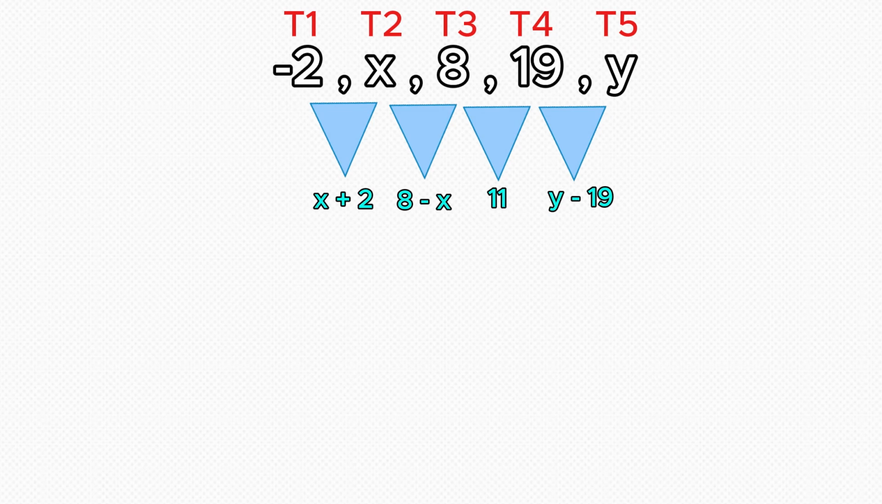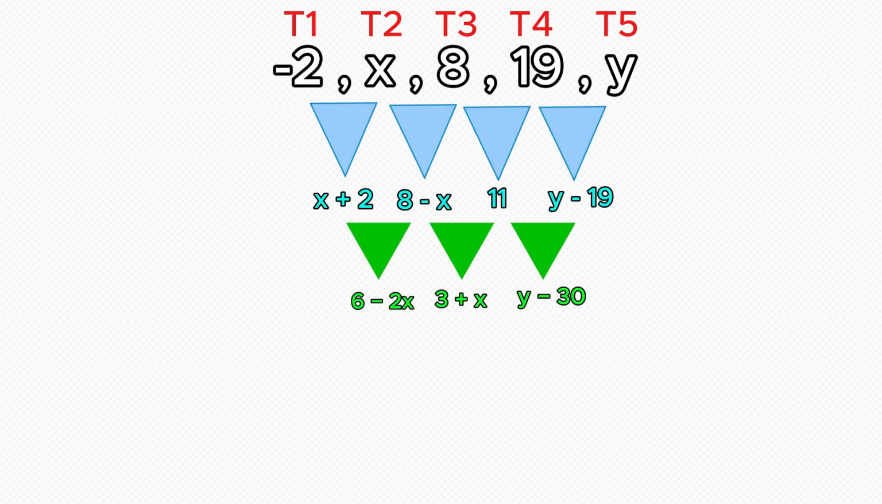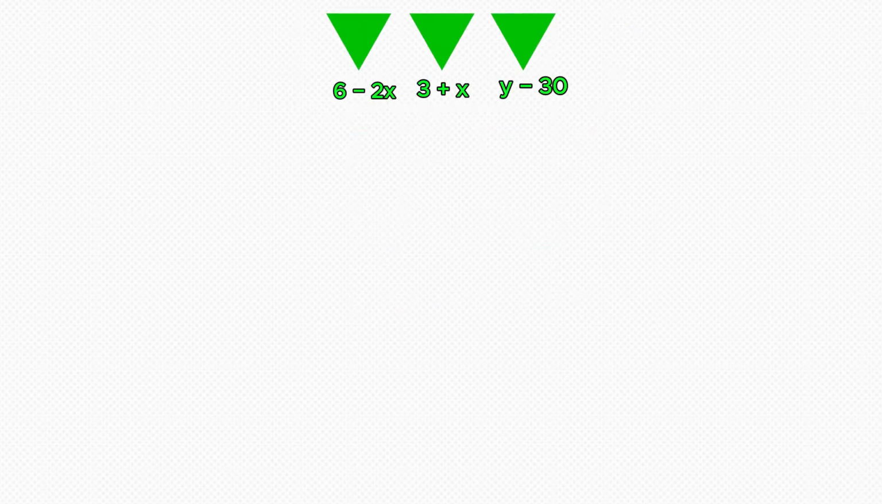So the first second difference is 8 minus x minus (x plus 2), which equals 6 minus 2x. The next one is 11 minus (8 minus x), which equals 3 plus x. Finally, the last second difference is y minus 19 minus 11, which equals y minus 30. Since the second differences must be equal, we can now set up equations to solve for x and y. Since the second differences are constant, we can set the first two equal to each other.